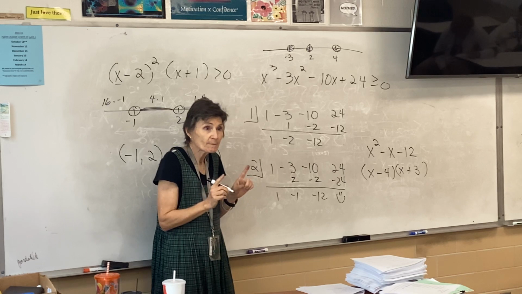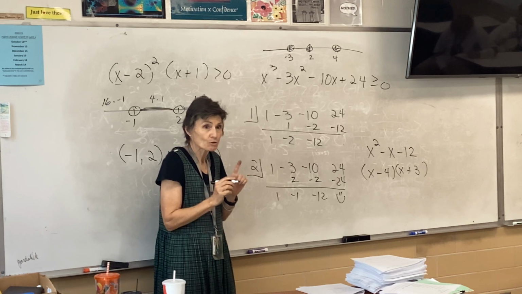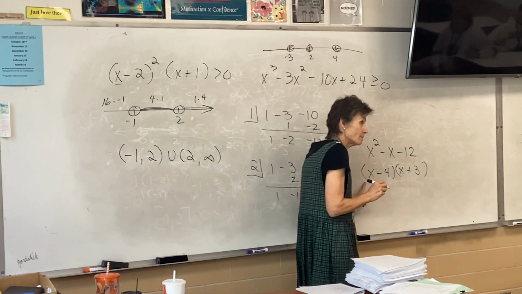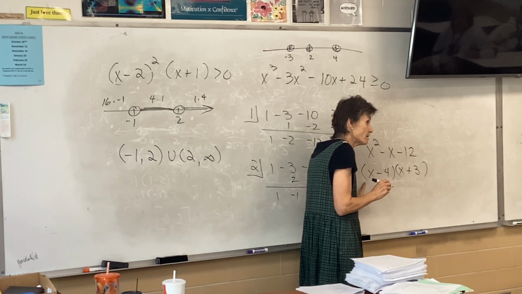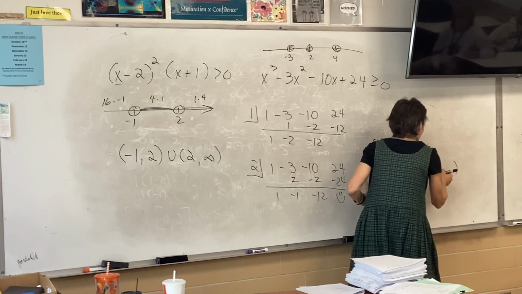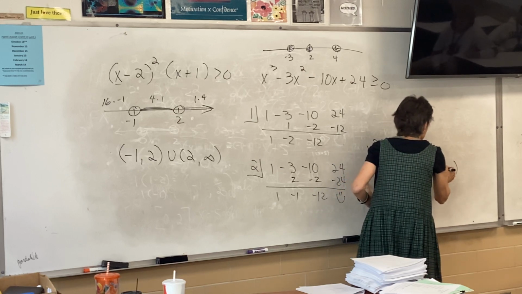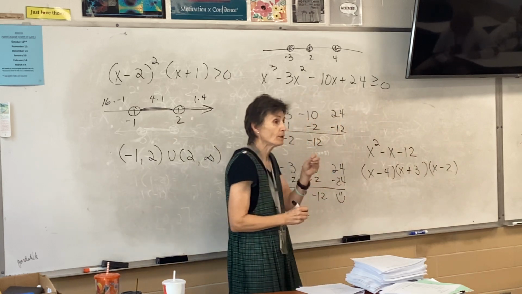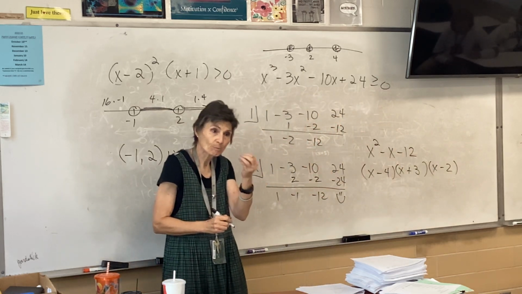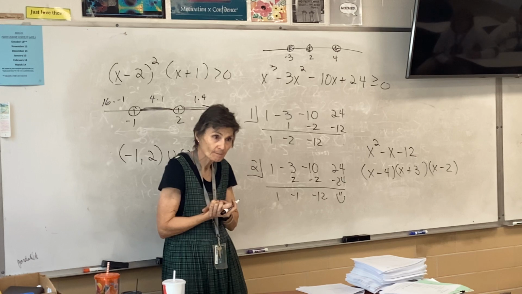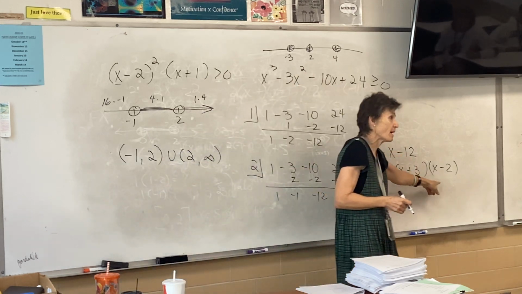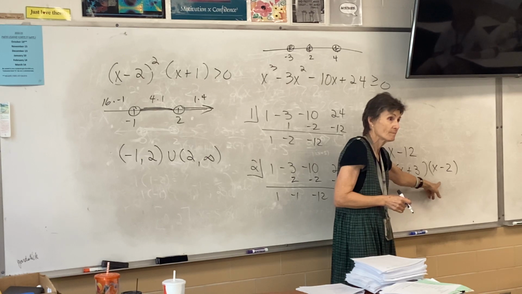Now, one more thing to be careful of. If there's 3 dots, there's got to be 3 factors, right? So what's the factor? X minus 2. When you put a number into the parentheses or bring it out, its sign changes. So if the dot's at 2, doesn't it make sense that the factor would be x minus 2?